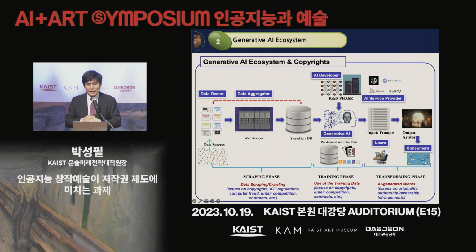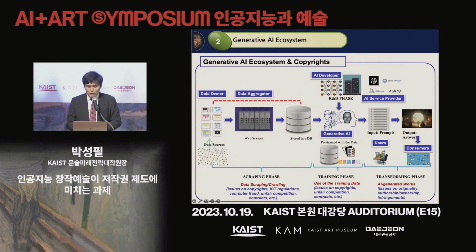Recently, a lot of legal issues have emerged in this picture. I have divided it into 3 phases of the generative AI ecosystem. First, on the left, in the scraping phase, there are legal issues like copyrights, information communication technology regulations, computer fraud, unfair competition, blah, blah, blah. Many legal issues, complexities.